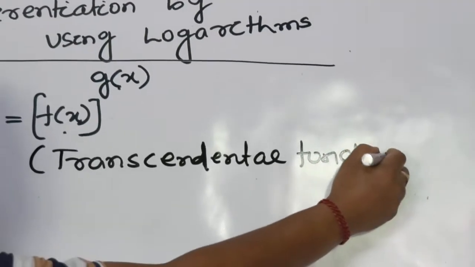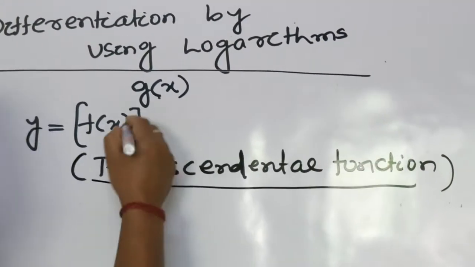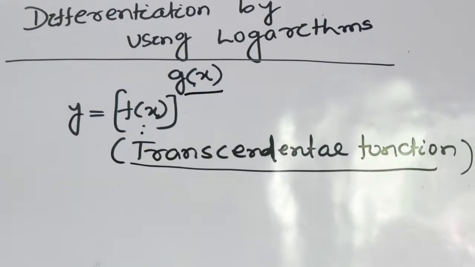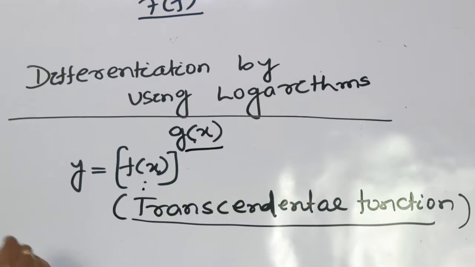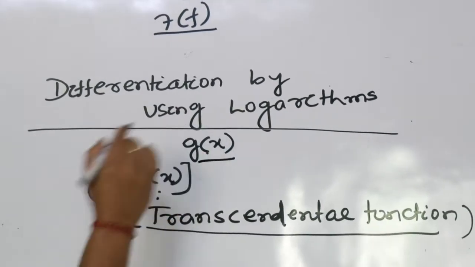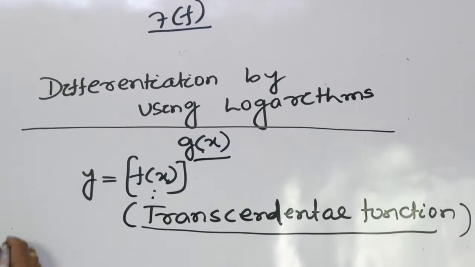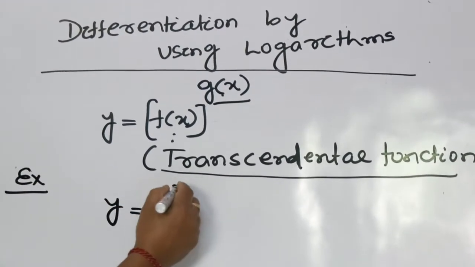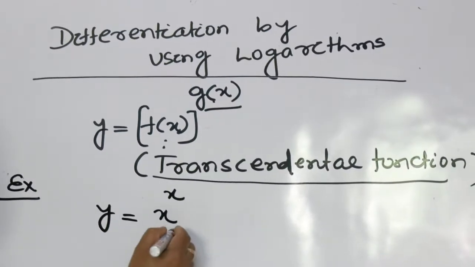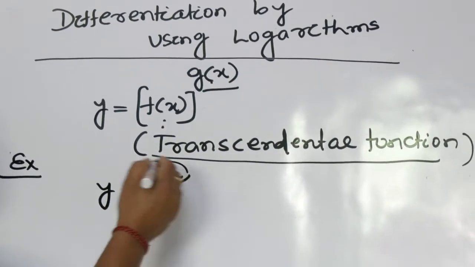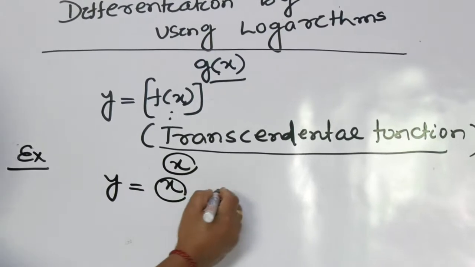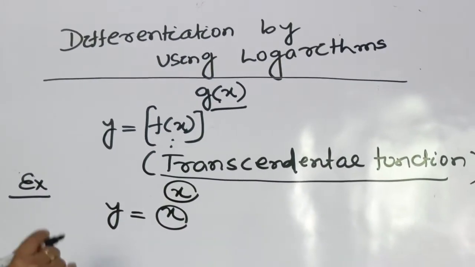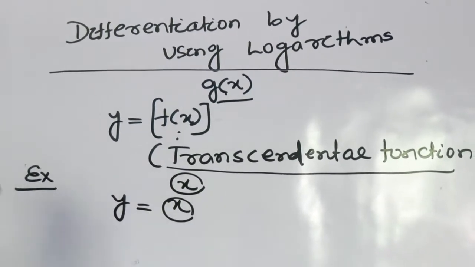So, when the function is a transcendental function, that means a function whose exponent is also another function, in this case we shall take logarithm on both sides. For example, suppose y is equal to x to the power x. x is a variable, and the exponent x is also a variable. So, variable to the power variable. In this case, we shall take logarithm on both sides.